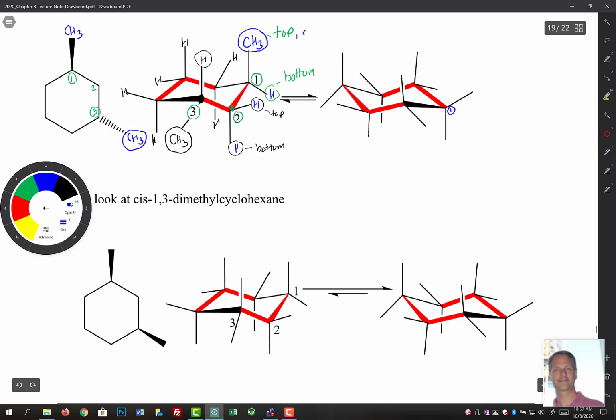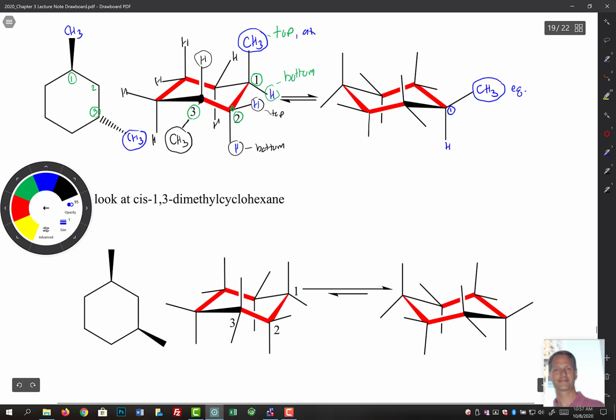Now that top position right now is axial. So over here, remember, when we go through our chair interconversion, the axial would become equatorial. So that means that that methyl group is going to live over here. So it's going to be here. That's our equatorial position. And then that's an H.